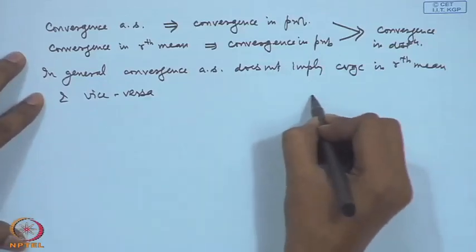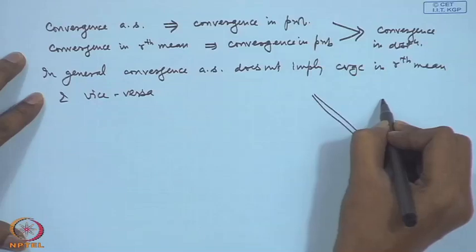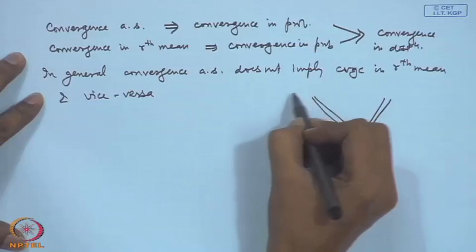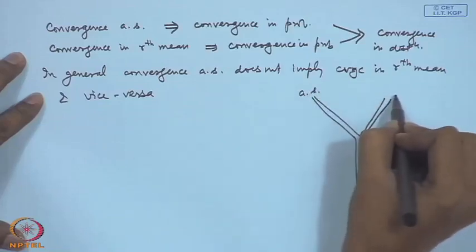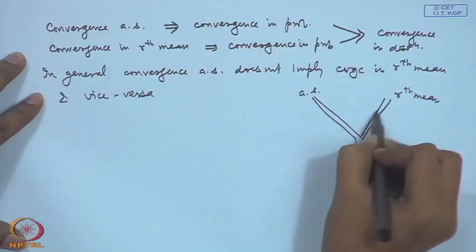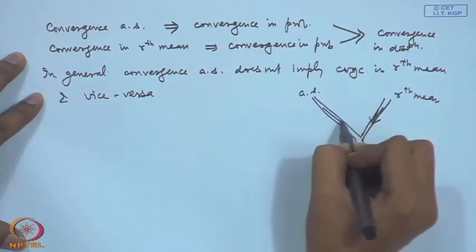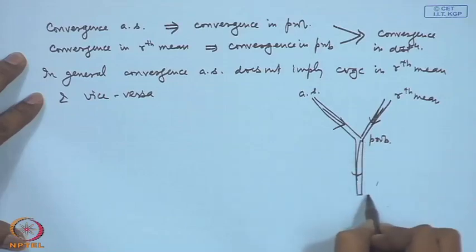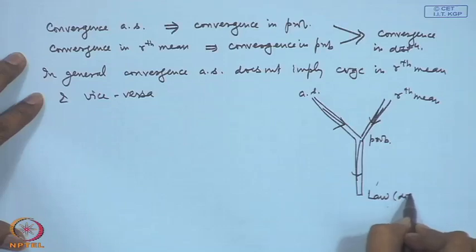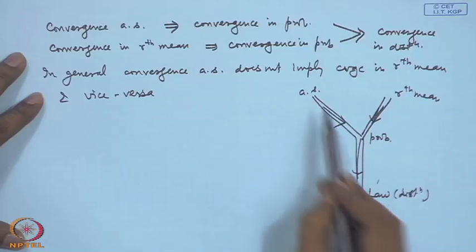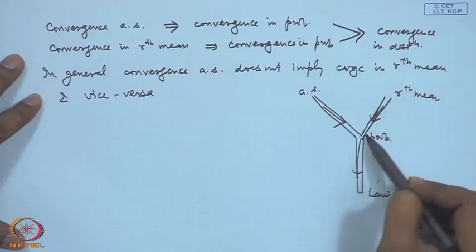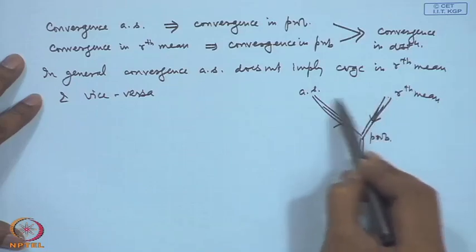So, actually we can describe this relation, that means, the flow of convergence, in the form of a funnel. You have convergence almost surely, convergence in rth mean. Suppose I pour a liquid in a funnel, then the liquid will flow down. So, this is convergence in probability and this is convergence in law or distribution. Convergence almost surely implies convergence in probability, convergence in probability implies convergence in law, convergence in rth mean implies convergence in probability, but neither of these imply each other.